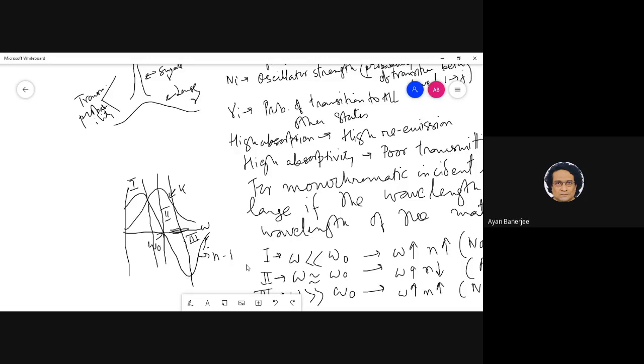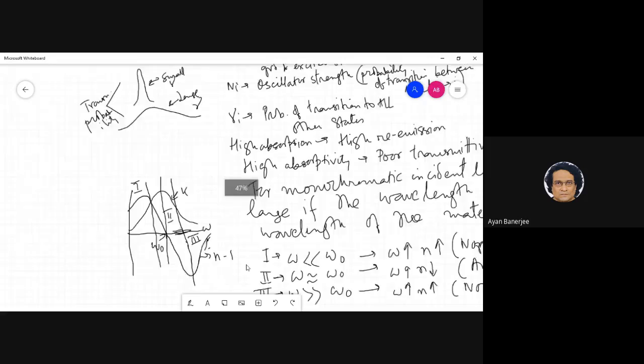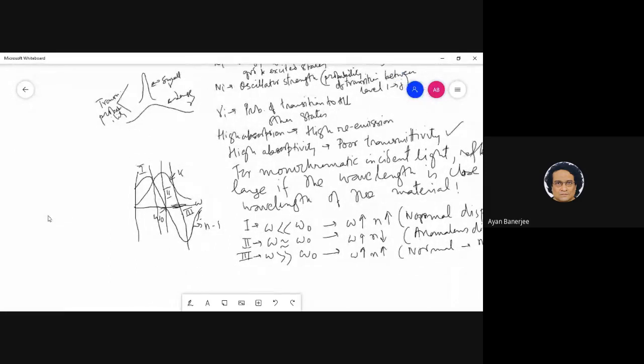As we noted here, in this regime there is normal dispersion, where as you increase omega, n also increases. This part is not normal. This is anomalous dispersion, where as you increase omega, n decreases. And this part again is the same as the first, because as you increase omega, n is increasing. However, at infinite omega, n minus 1 will again reach 0.